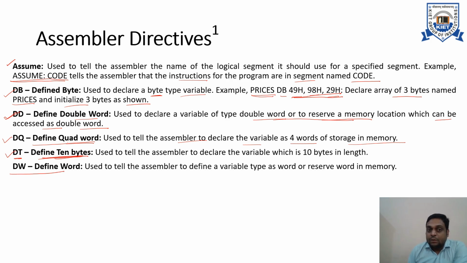Next, define word. It is used to tell the assembler to define a variable type as a word or reserve a word in memory. For one word, DW is there. For double word, DD is there. For 4 words, DQ is there. For 10 bytes, DT is there. For 1 byte, DB is there. So these are the directives.